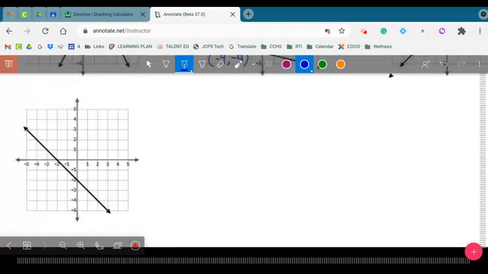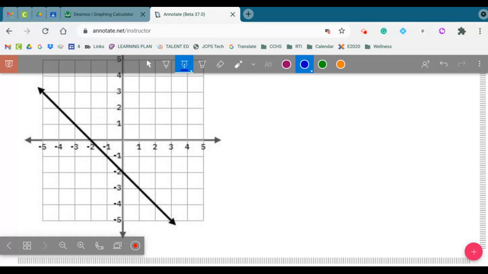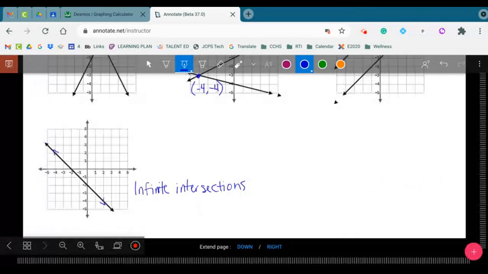And then our last one, we just have a line, and I'm pretty sure these are two lines on top of each other. So these ones have infinite intersections. That is because you have a line on top of a line. I don't think it really shows on that, but keep that in mind.